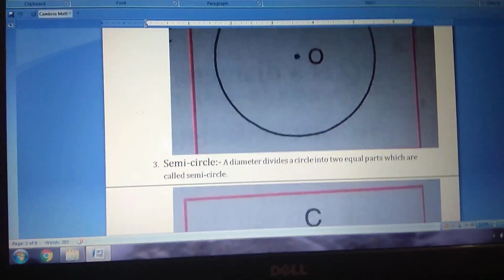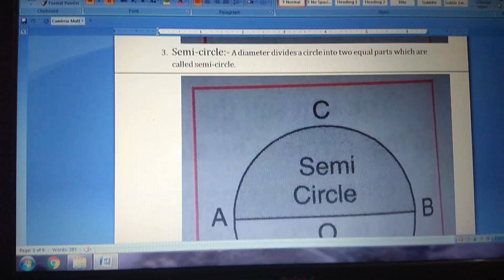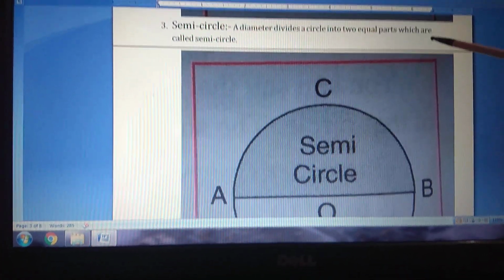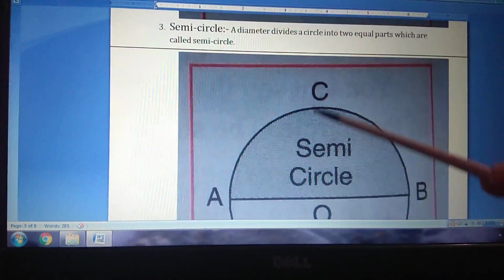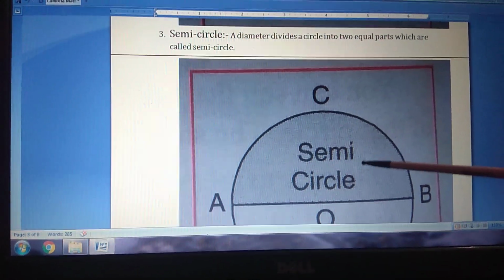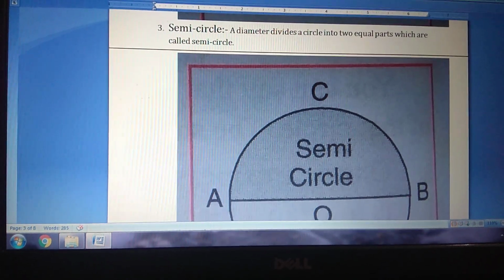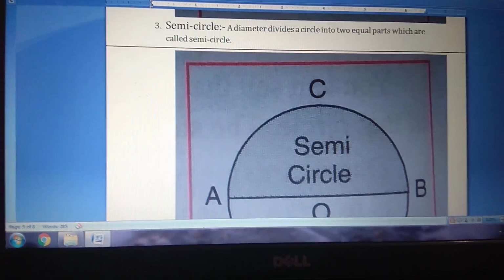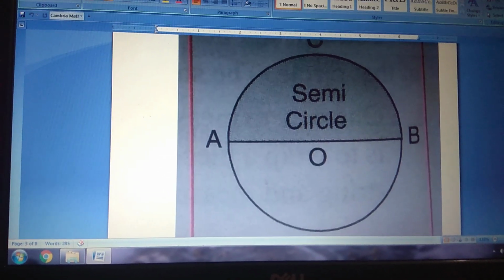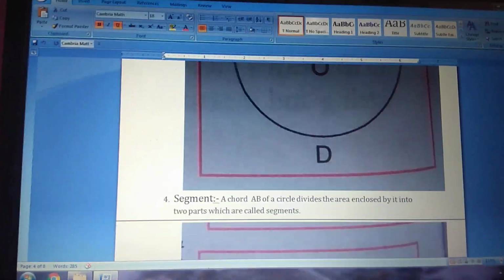Draw the figure with each and every definition as it has been done in this document. Then comes semicircle. A diameter divides a circle into two equal parts, which are called semicircles. So it is a circle and AB is a diameter. It divides the circle into two equal parts. Each part is called a semicircle. Draw the figures using ruler and compass. Pencil also you will use. Don't use pen in any of the figures.